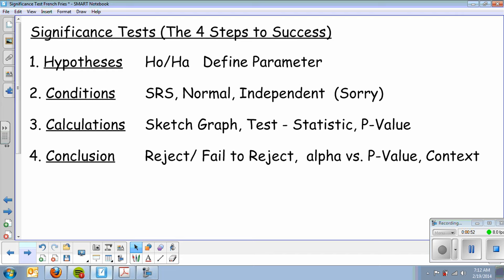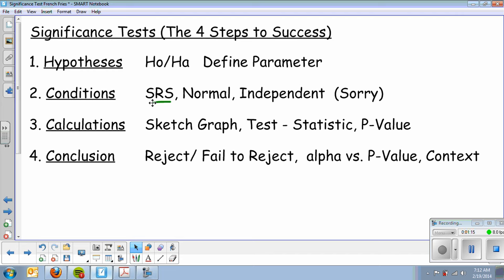Step 2, you have to check the conditions. I apologize, it is the most annoying part of the problem. However, this simple random sample is probably one of the most important things. If our sample's biased, then no matter how good we are at calculations and using the calculator, those numbers aren't going to be real accurate if it's a biased sample.